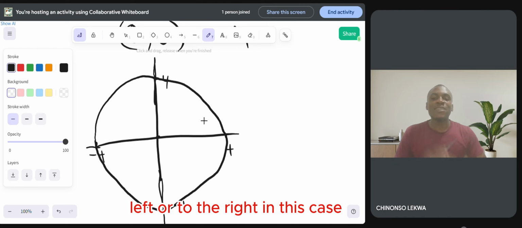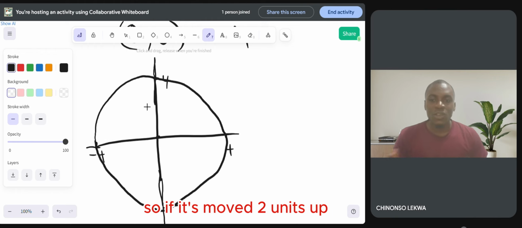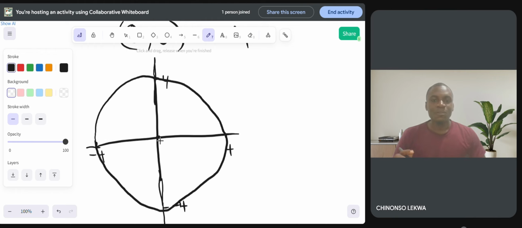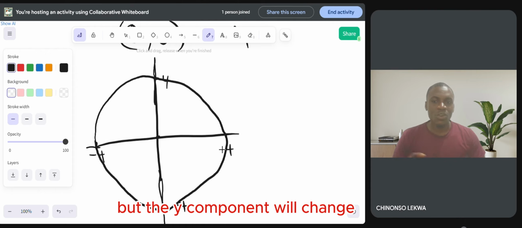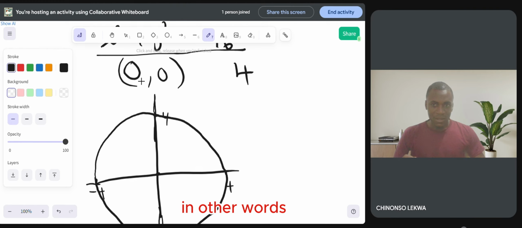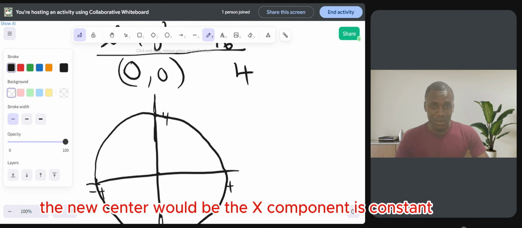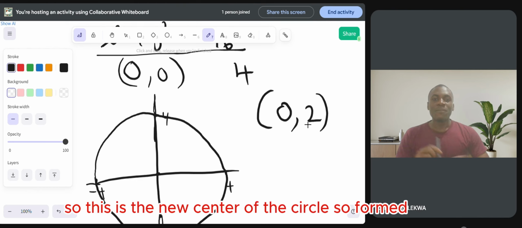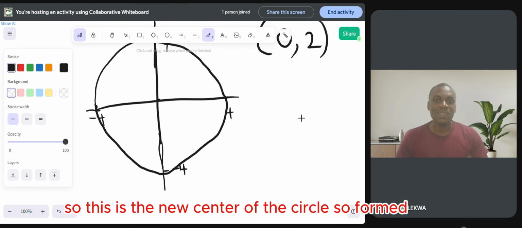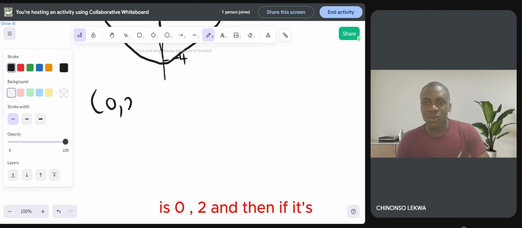This circle can be moved some units up, some units down, or left or to the right. In this case, let's just assume that this circle is moved 2 units up. If it's moved 2 units up, the x component will remain constant, but the y component will change. In other words, the new center would be: the x component is constant, so our x coordinate is still 0, and then we add 2. So the new center is 0, comma 2.